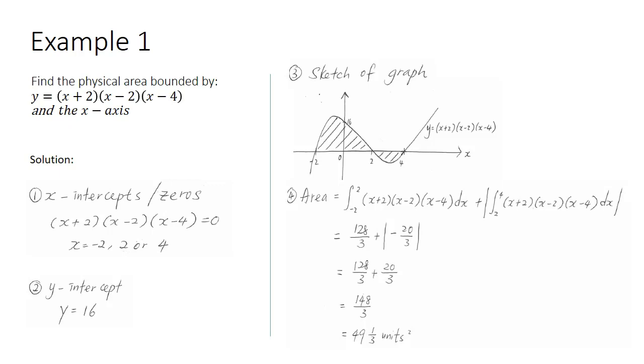So the first part is for the area above the x-axis. The second part is for the area below the x-axis. And this is the total area.